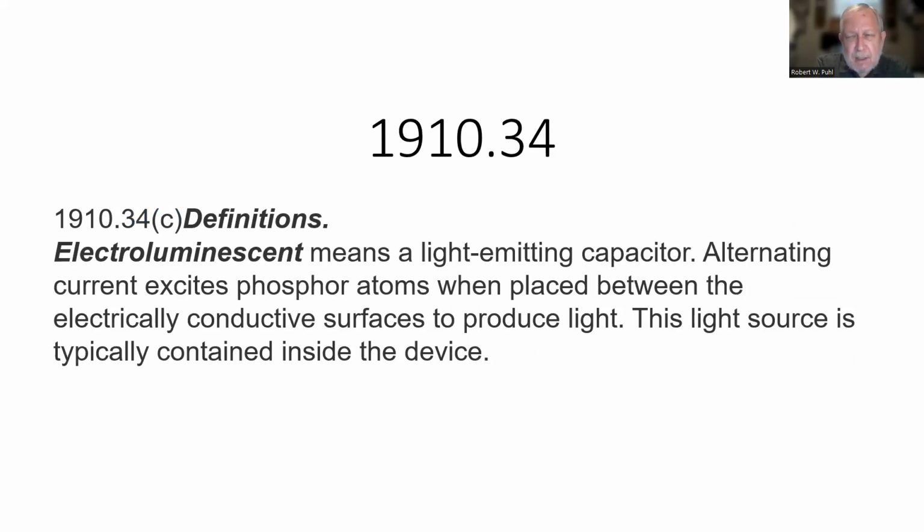1934C, definitions. There's not that many of them here. Electroluminescent means a light-emitting capacitor. Alternating current excites phosphor atoms when placed between electrically conductive surfaces to produce light. This light source is typically contained inside the device.